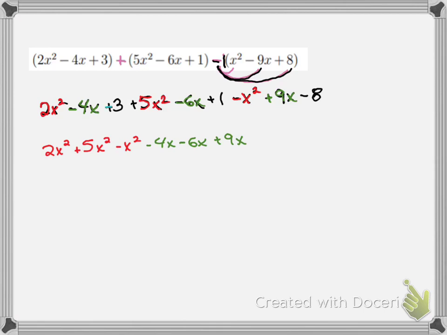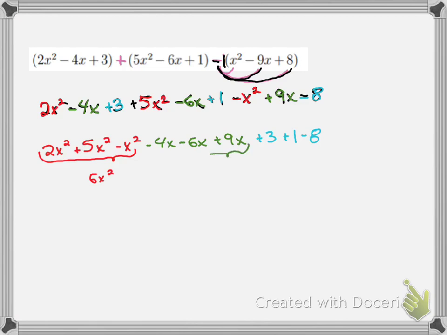All right, let's use this color blue. Okay, so now we have a plus 3. We'll bring that down. Looks like a plus 1. Bring that down. And a -8. Okay, so let's keep using these fun colors to combine our terms. So we have 2x squared and 5x squared gives us 7x squared. 7x squared minus 1x squared gives us 6x squared.